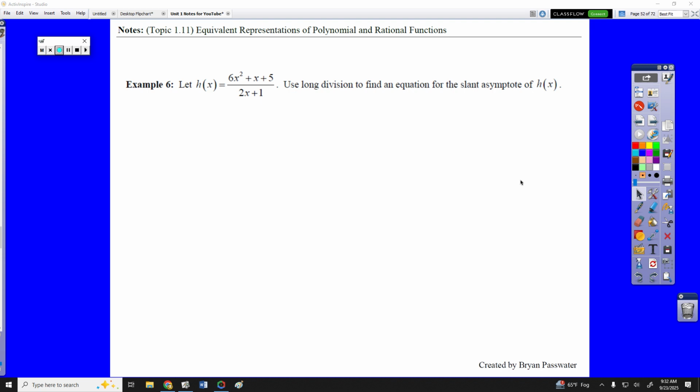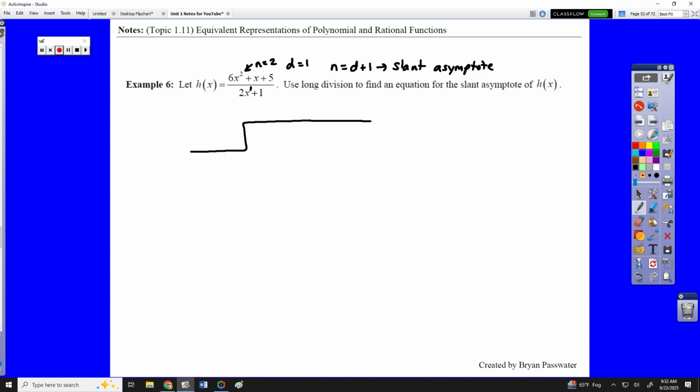So we know that h of x has a slant asymptote because n is exactly one more than d. The degree of our numerator is 2. The degree of our denominator is 1. So we know that since n is d plus 1, we have a slant asymptote. So what we're going to do is carry out polynomial long division to find the equation of that slant asymptote. Our numerator goes underneath our bar, and our denominator goes in front.